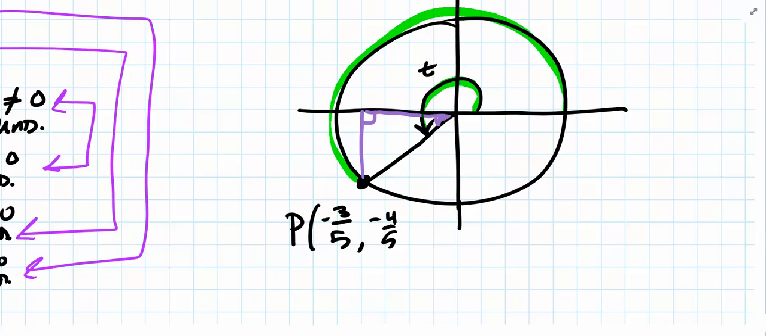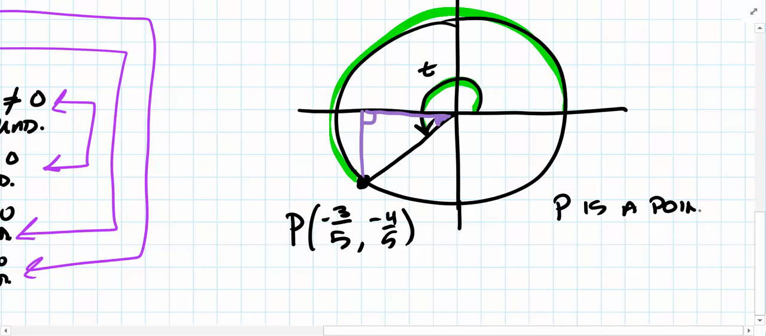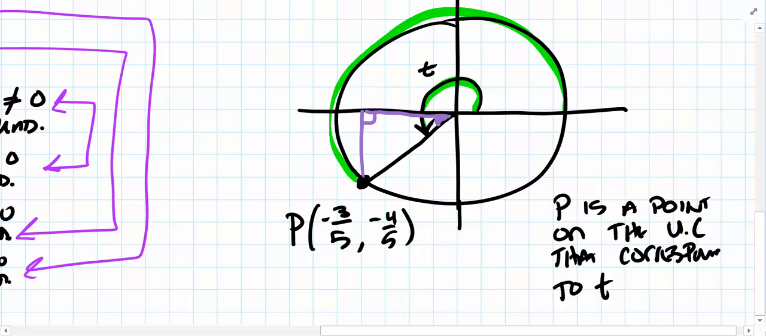So you're going to see directions say something like this. P is a point on the unit circle, so I'll put UC for unit circle, that corresponds to t. All right? So P is a point on the unit circle, which means that the hypotenuse is 1. That corresponds to t.